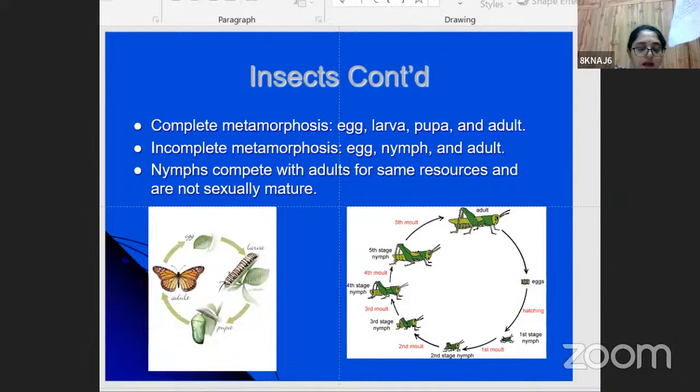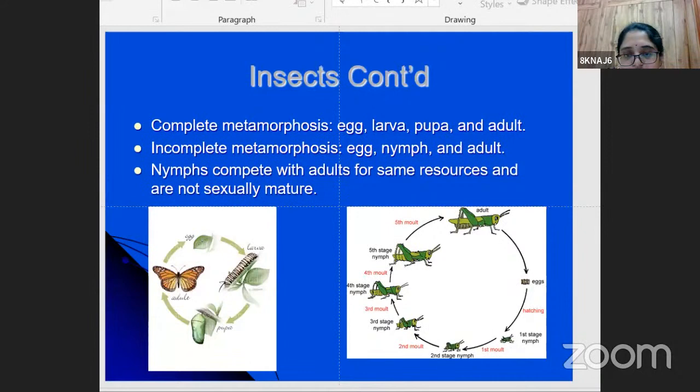They are the largest class of arthropods. Examples are Lepisma, that is silverfish, cockroaches, honeybees, you name it. All the scientific names are also given in your textbook: Lepisma, Periplaneta, Apis mellifera, Anopheles, Pediculus, Cimex, Bombyx mori, Musca domestica. All of these are your insects.